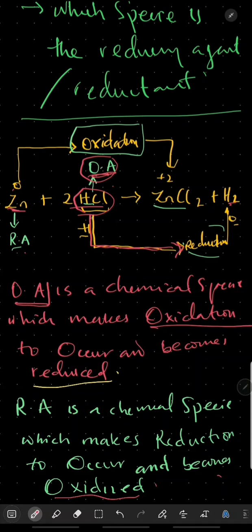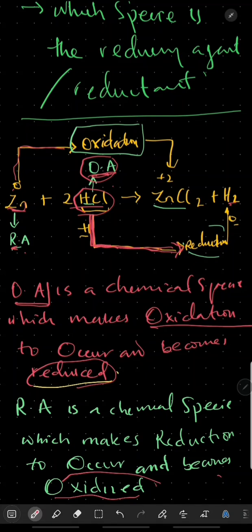Yes, as you can see, it is the same oxidizing agent that will pass through reduction and become what? Reduced. Now, a reducing agent is the one that makes reduction occur, and it is the same one that will pass through oxidation and become what? Oxidized. Now let's look at how the names change.